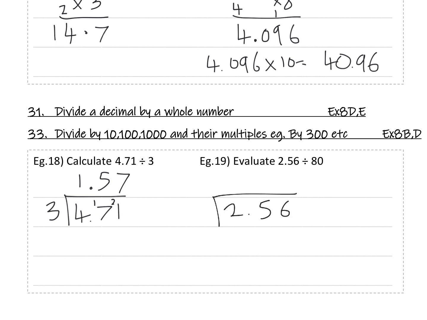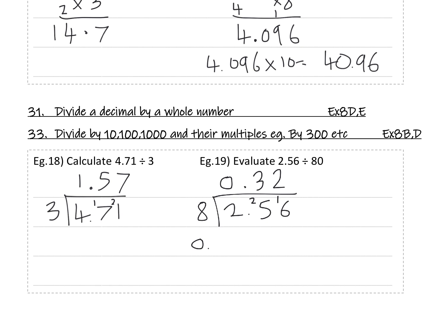2.56 divided by 8. 8 doesn't go into 2, so carry the 2 over. 8 goes into 25 3 times. 8 3s are 24, and 1 left over, and then 8 2s are 16.